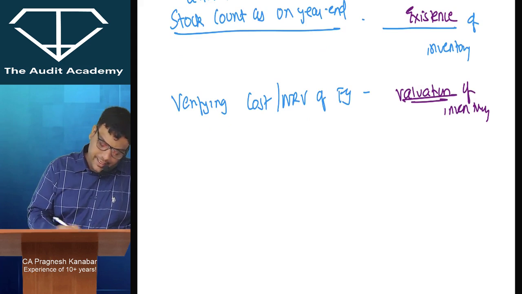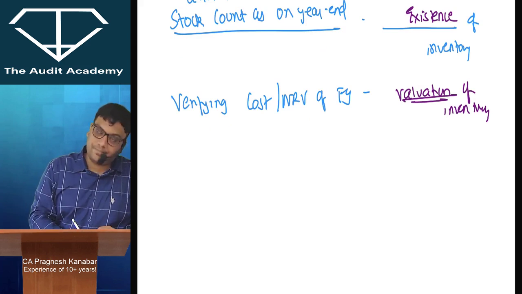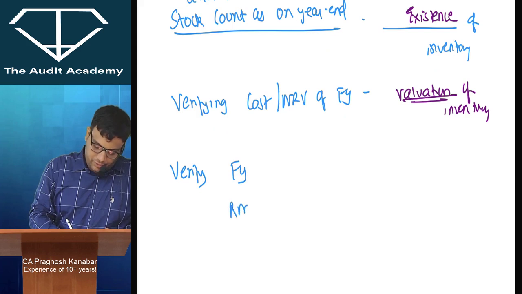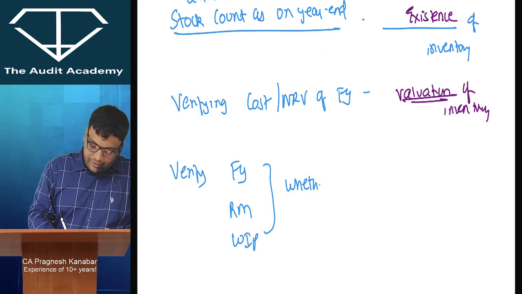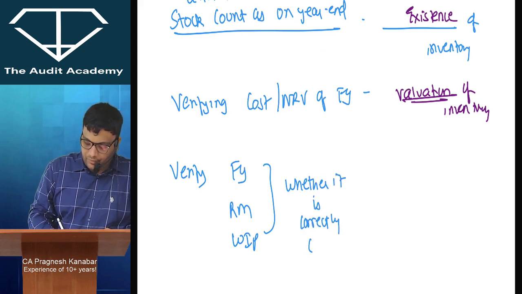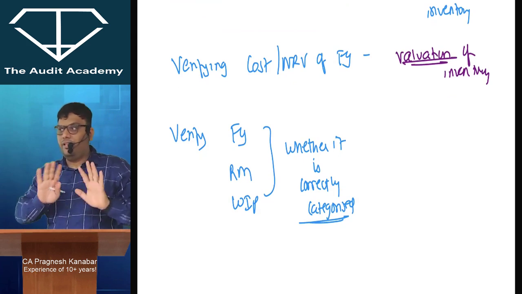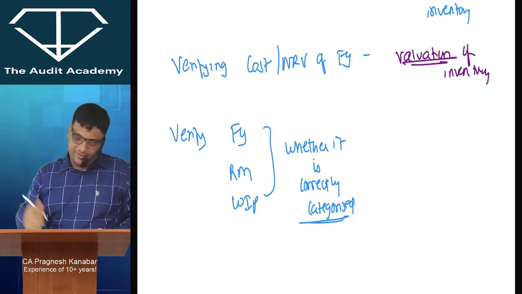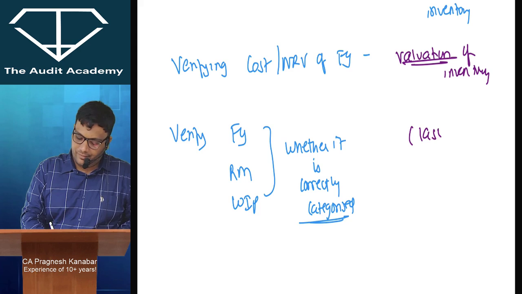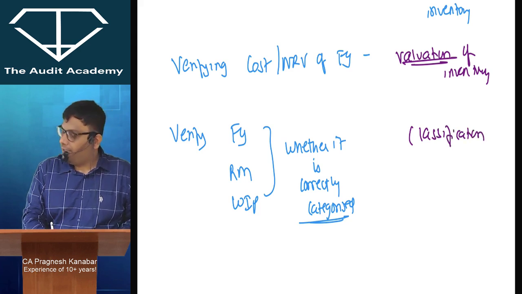Let us say I am verifying finished goods, raw material, WIP, whether it is correctly categorized. That means finished goods should be in finished goods only, raw material in raw material, WIP in WIP. Classification. Very good. So what did you say? Presentation. Right. Not bad.